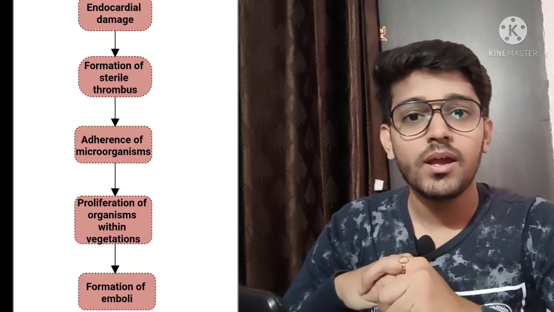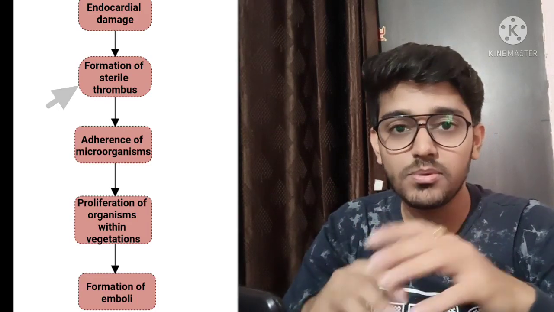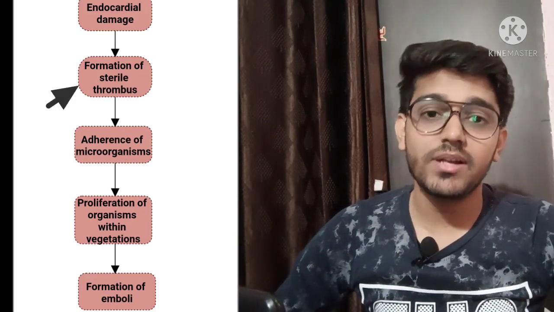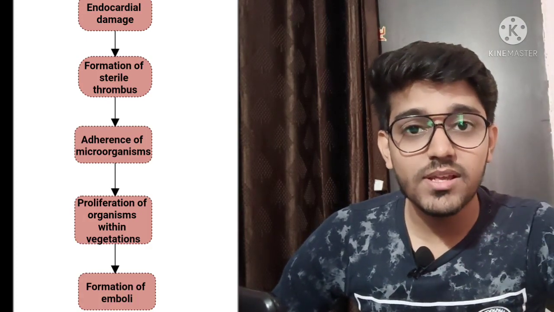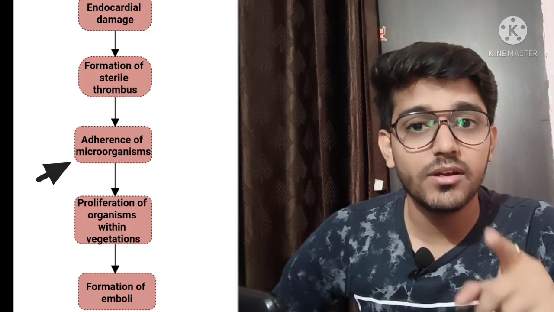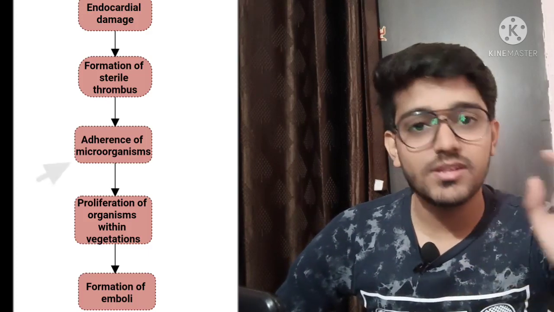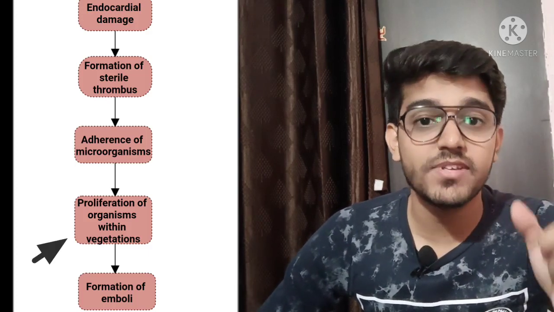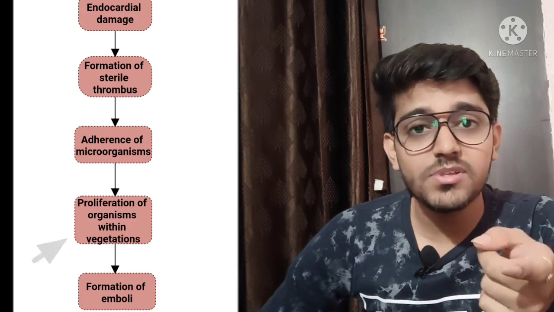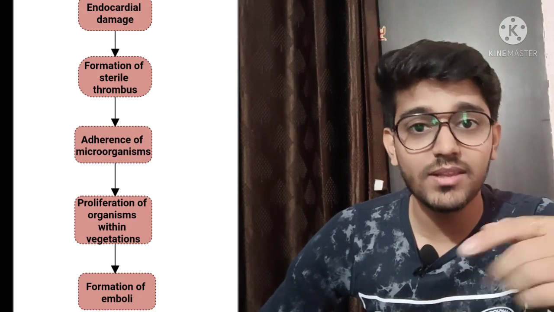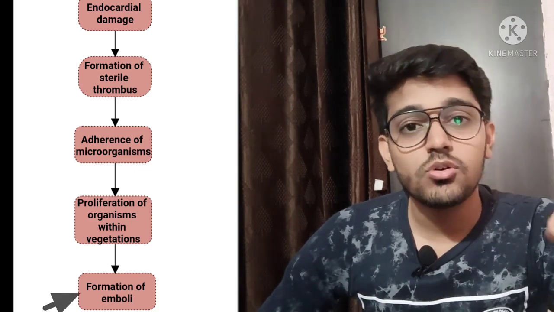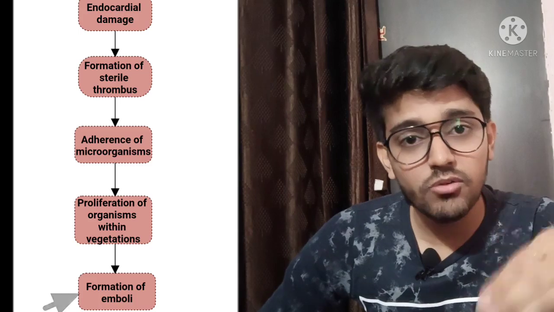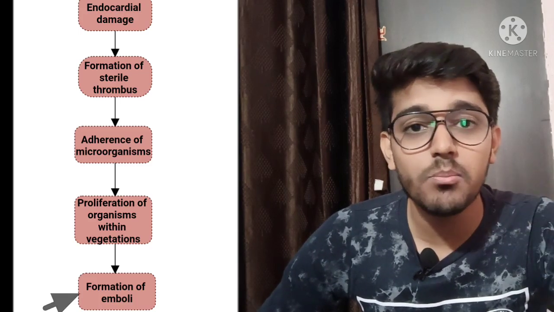To start with, there is damage to the endocardium and a formation of a sterile thrombus at the place of damage. With time, due to bacteremia, bacteria colonize this sterile thrombus and convert it into an infective thrombus, which we also call vegetations. With time, these vegetations weaken and detach from the endocardial lining and go into the circulation. What is now in the circulation is infective emboli.